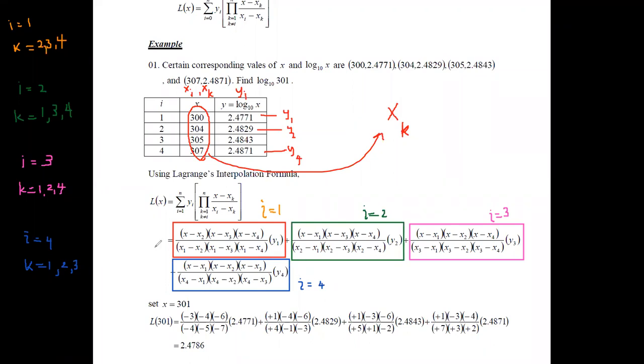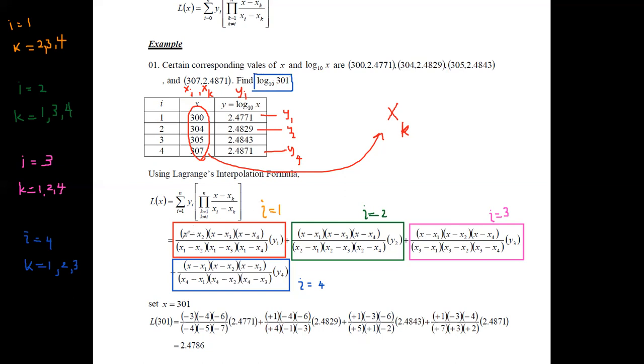This is how the terms are used in Lagrange's interpolation formula. Now we are asked to find the value of log 301 for base 10. Now you have to set the value of x equals 301.